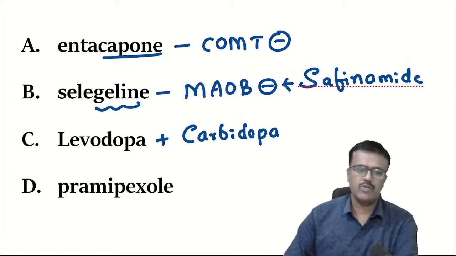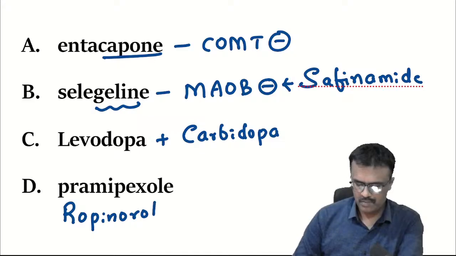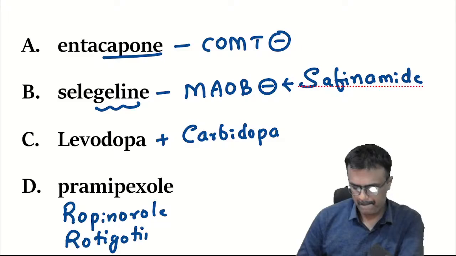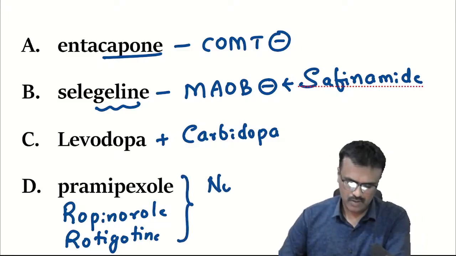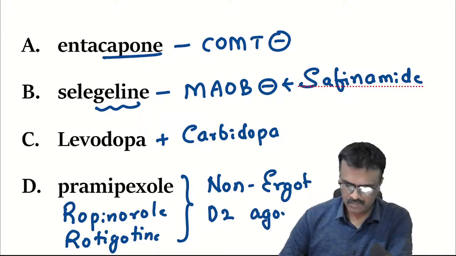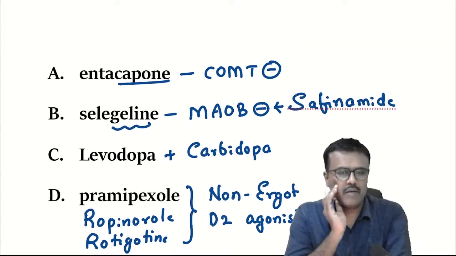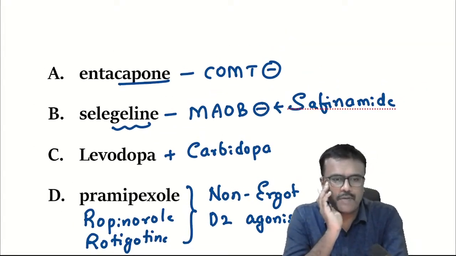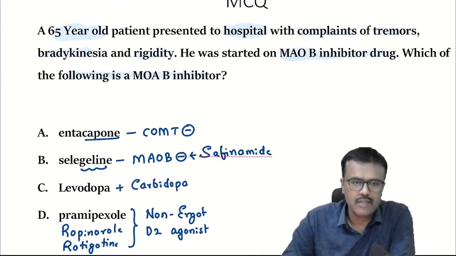Then we have pramipexole, ropinirole, rotigotine. These are also used in Parkinson's. These are non-ergot D2 agonists. So we have COMT inhibitors, MAO-B inhibitors, levodopa. These are the drugs for Parkinson's disease. Are there any other drugs for Parkinson's disease?